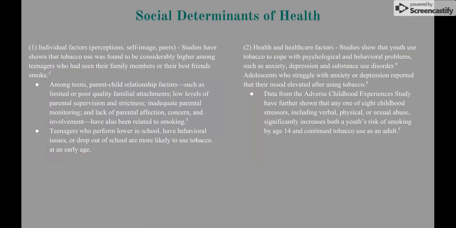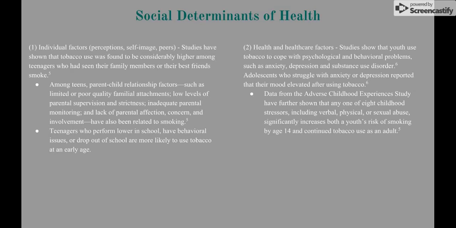Social determinants of health. Tobacco use is determined and influenced by several kinds of factors which lead to hazardous health outcomes. The first is individual factors, in which perception, that is positive attitude towards smoking, self-image, and peers' influence play an important role. Studies have shown that tobacco use was found to be considerably higher among teenagers who have seen their family members and their best friends smoke. Teenagers who perform lower in school, have behavioral issues, or drop out of school are more likely to use tobacco at an early age.